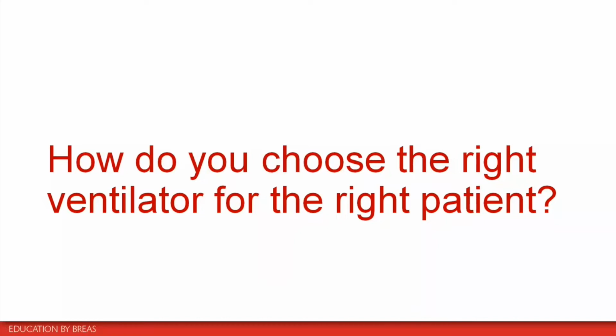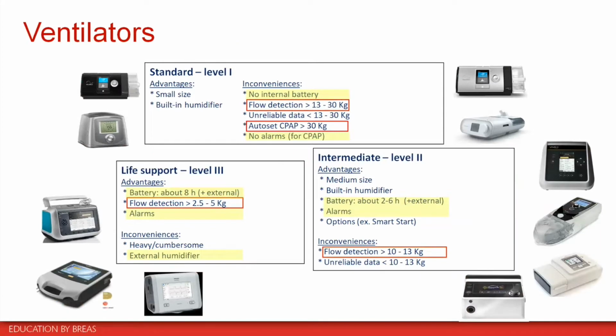How do you choose the right ventilator for the right patient? To answer the question, first we'll go through the different types of ventilator that are available, with a description of each type of ventilator for CPAP or NIV. Since there is no standardization of names, they can be called a standard ventilator or level 1. This is how we call them in France. These are level 1 ventilators, and this is an example of a ventilator. Obviously, a lot of other ventilators exist.